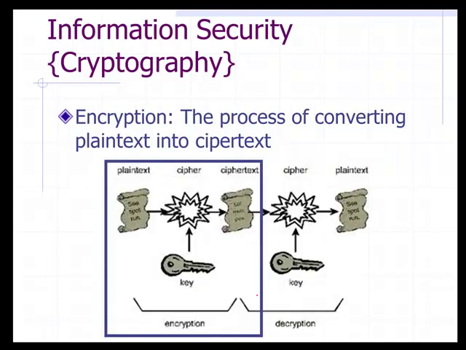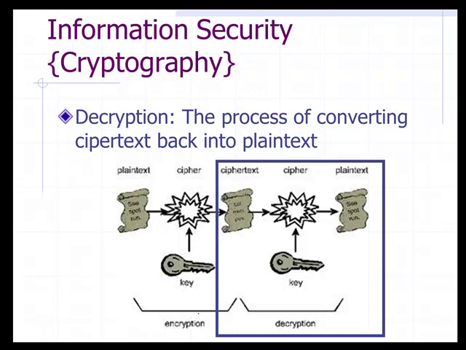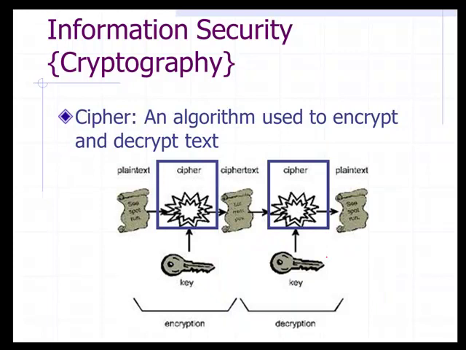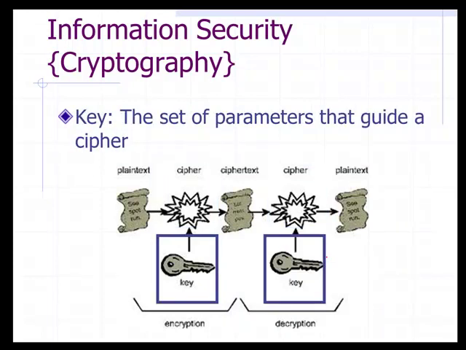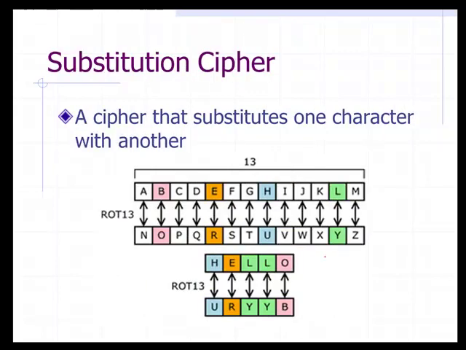Encryption is the process of converting plain text into ciphertext. So you have plain text, you use a key, it encrypts it into ciphertext, and that's the encryption process. Decryption is the process of converting ciphertext back into plain text. So you have the ciphertext, it goes through the decryption process, and out pops the plain text. A cipher is an algorithm used to encrypt and decrypt text. The key is a set of parameters that guide a cipher.